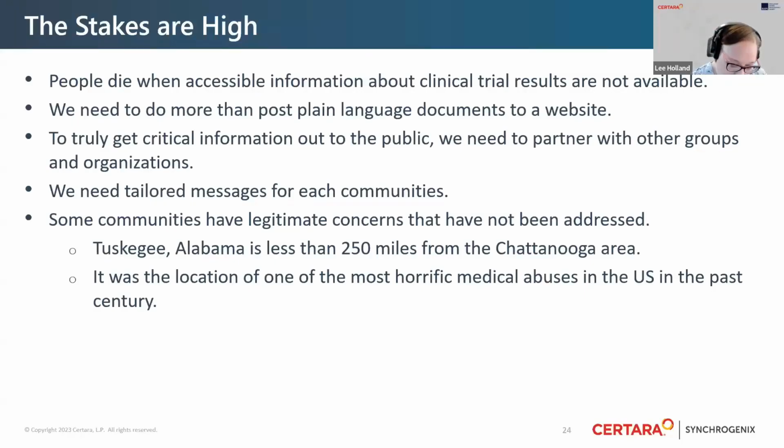Now, before you dismiss this and you think, oh, that happened a long time ago, that shouldn't really be impacting anything now, the so-called Tuskegee experiment was still ongoing during my lifetime. It did not end until I was a young child. So when I say that there are communities that have legitimate concerns about medical research that haven't been addressed, I'm completely serious. This is just one example.